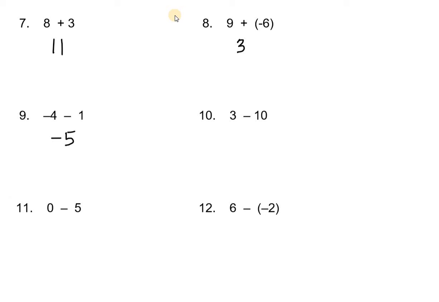Problem 10, let's look at this in terms of temperature. Say it's 3 degrees outside. You can draw a thermometer here. Here's 0, 1, 2, 3 degrees. And then the temperature drops 10 degrees. So I'm going to end up being down here at -7. Problem number 11, I can look at in terms of temperature or money. If you're at 0 and then you drop 5, you're at -5. Problem number 12, I have a subtraction problem. I'm going to change that to adding the opposite. So now I have 6 plus 2, which is 8.